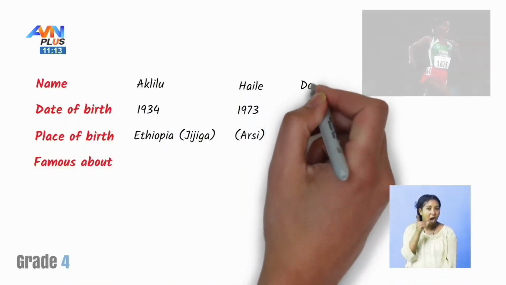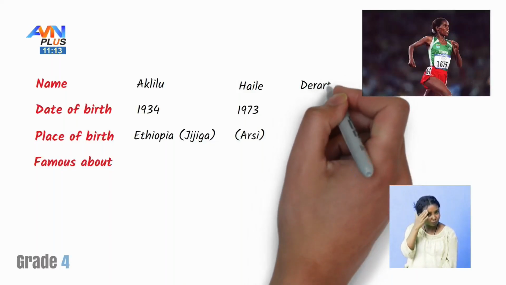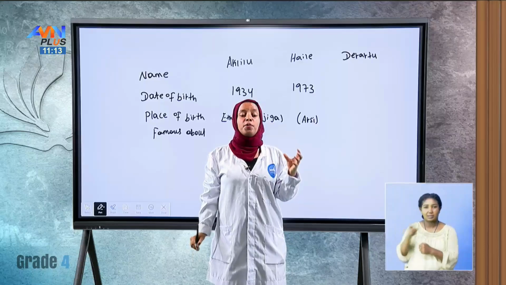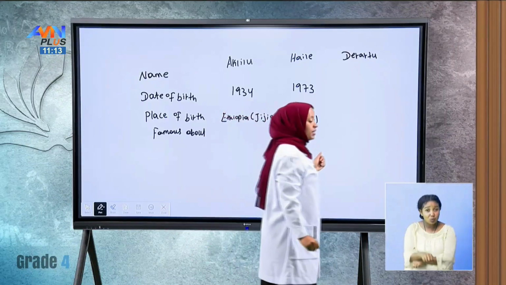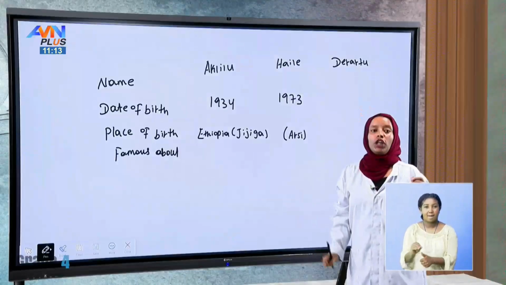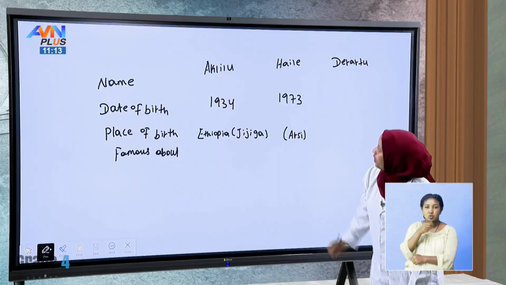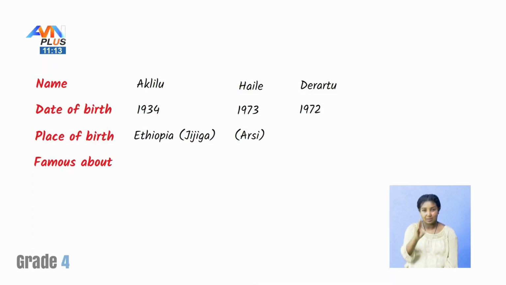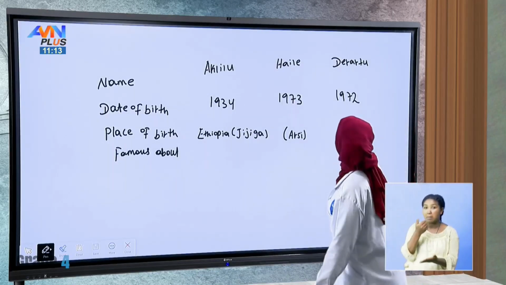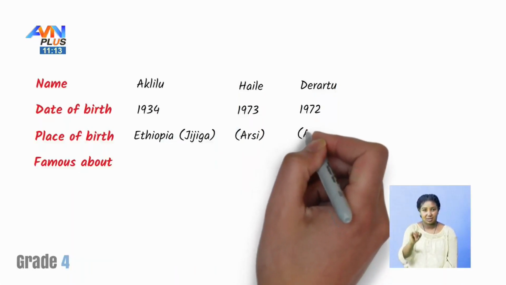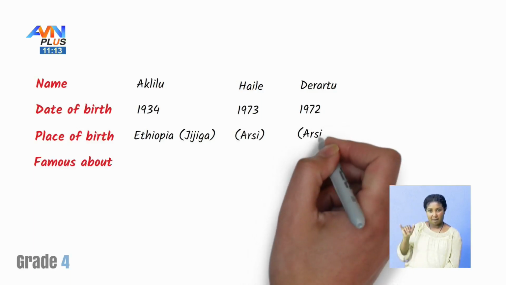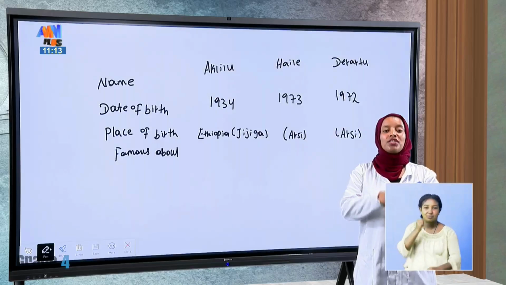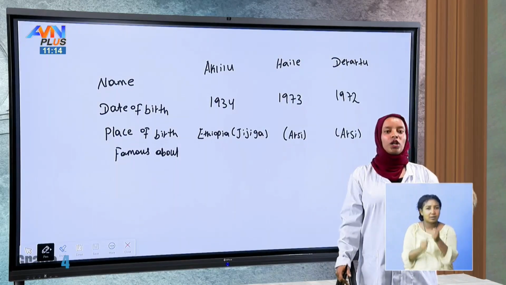The next one is Derartu. She is also a runner. She is a famous runner who won as the first African marathon champion. She was born in 1972, in the same place, Ethiopia, Arsi. She is a famous female runner who supports women runners in the World Championship.